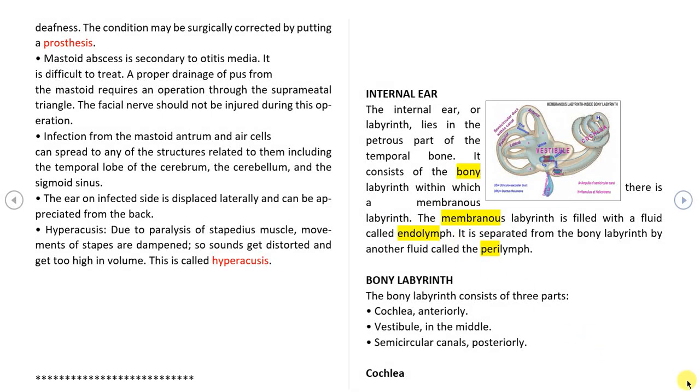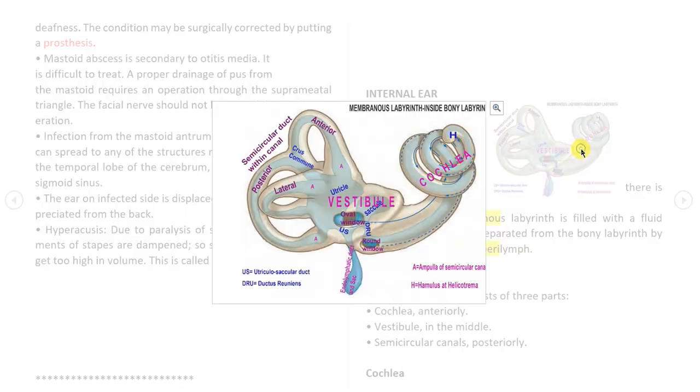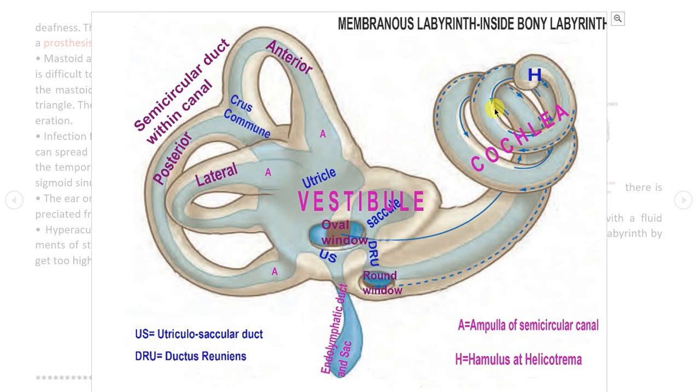Hello everyone. So we will continue with our topic, that is internal ear. In internal ear, this is bony labyrinth, and inside bony labyrinth there is membranous labyrinth. The word labyrinth means maze or puzzle, zigzag type puzzle. So it's given the name labyrinth.